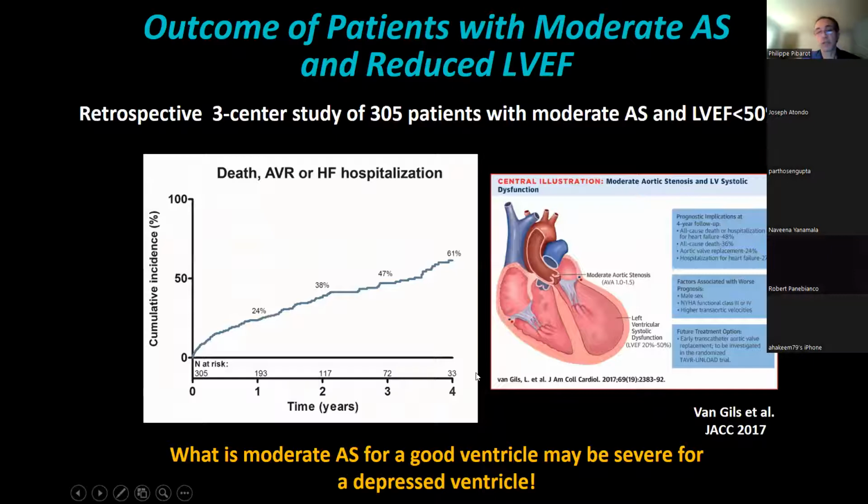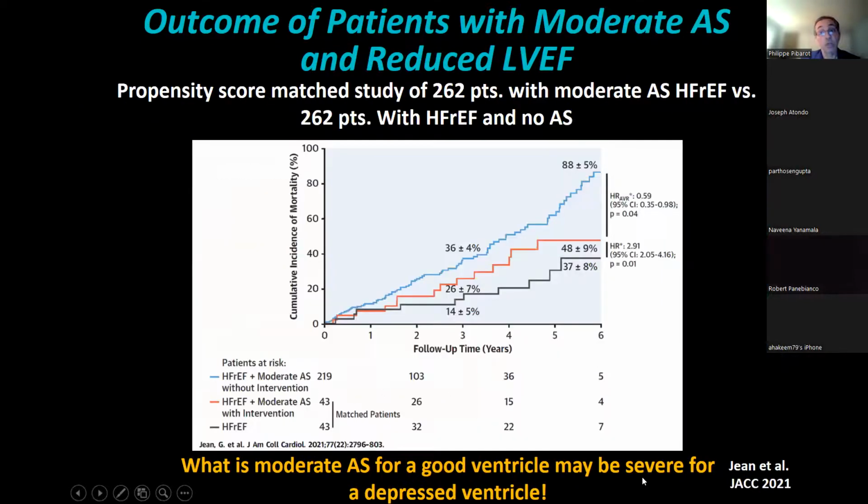This is a study that we did some years ago, a 3-center retrospective study of patients with moderate AS, but here it's all patients with LVEF lower than 50%, and their outcome is not good. By 4 years, 61% had either died, underwent AVR, or had been hospitalized for heart failure. So the take-home message is that what is moderate AS for a good ventricle may actually be severe for a depressed ventricle.